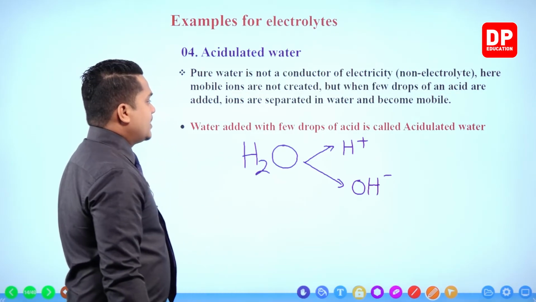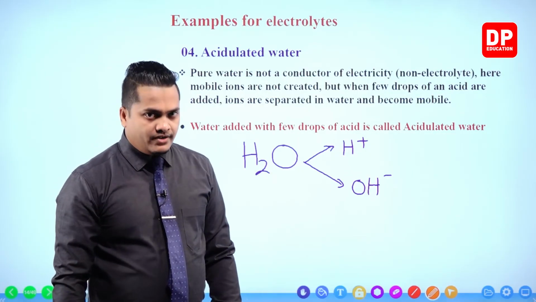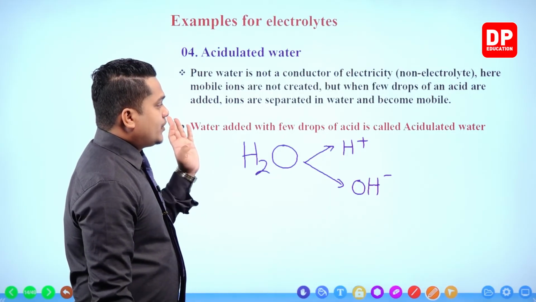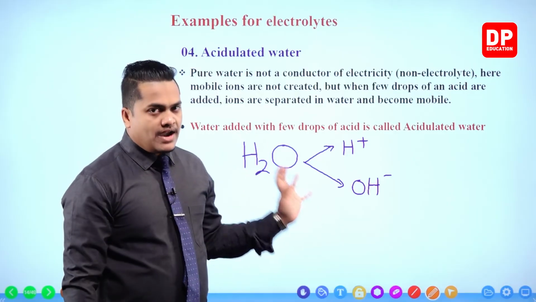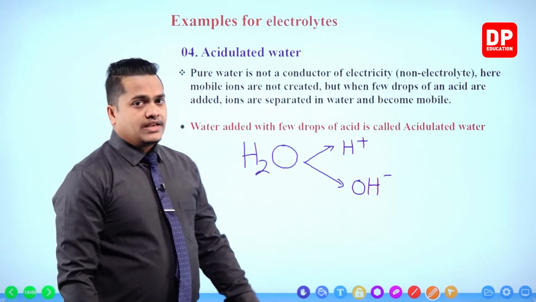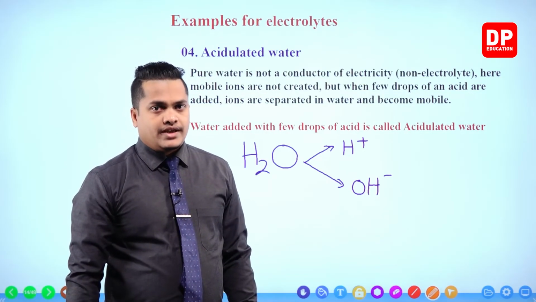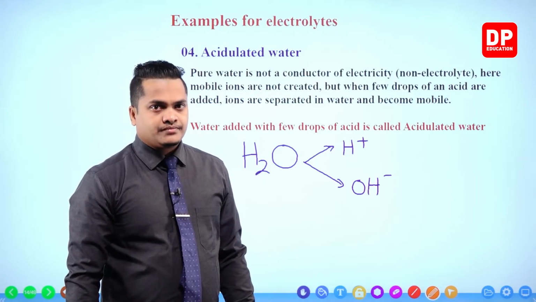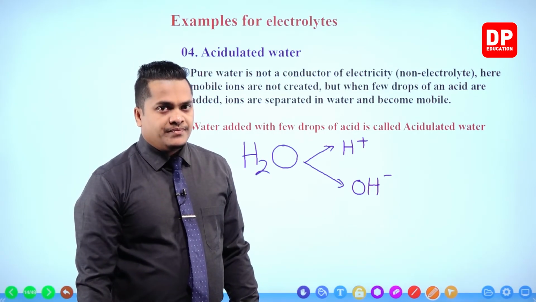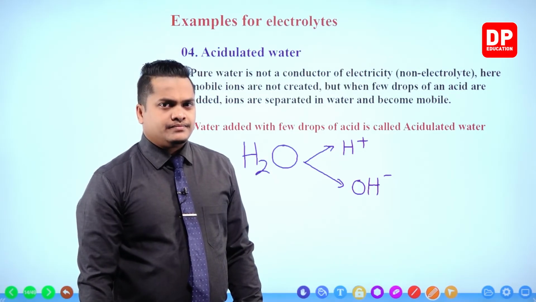So here it is given, water added with a few drops of acid is called acidulated water or acidified water. This acidified water will have the ability to create mobile ions within the solution. So therefore, acidulated water is a good example for electrolytes. Remember, when you put a few drops of acid into water, ions are getting separated.